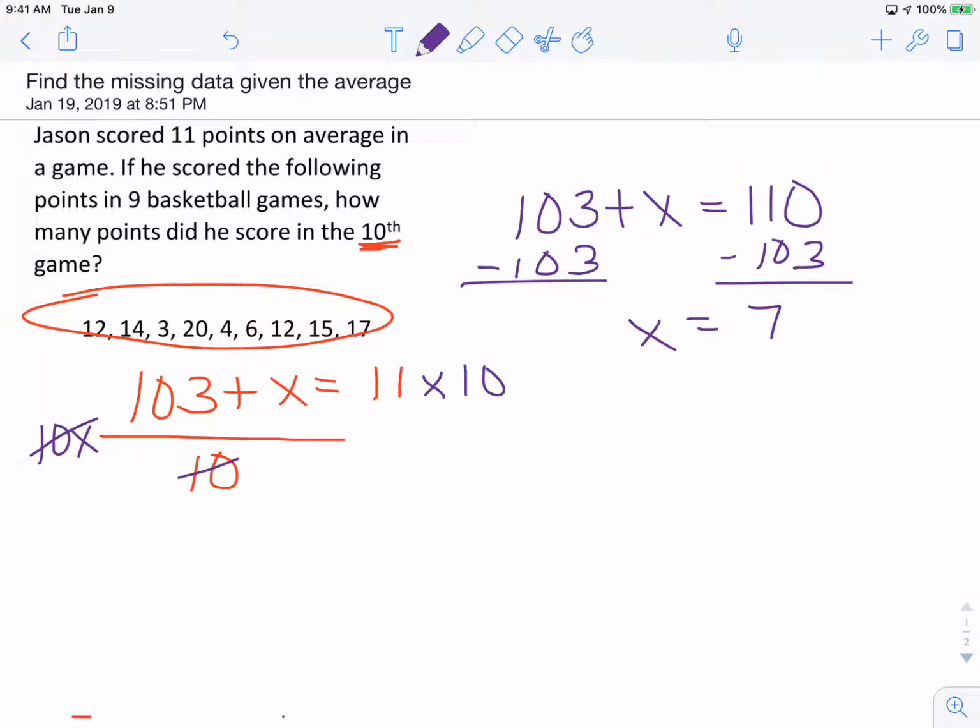He scored 7 points. So remember, add all the data. We added all the numbers that we had. We had 9 numbers to work with, but we want to know the 10th. So you add them all together. Don't forget the x. The average was 11. Multiply by 10. Subtract to get x by itself. That leaves you with 7 points.